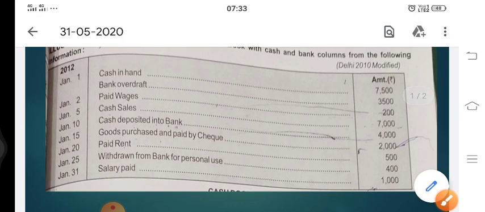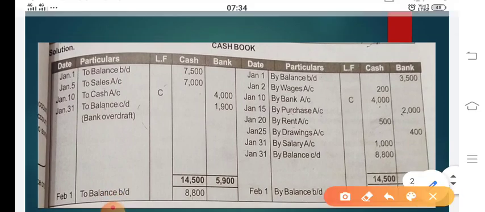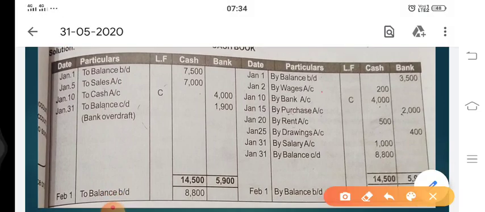The next point you have here is paid wages. Now we paid wages of rupees 200. So what is happening here? We paid wages. That means cash is going out, which means we have to record it on the credit side. Journal entry, you already know: wages account debit to cash account. So here we'll go to the credit side and write by wages account.